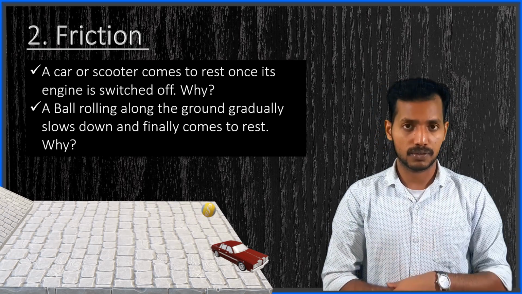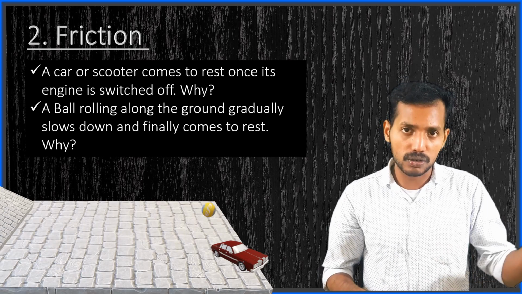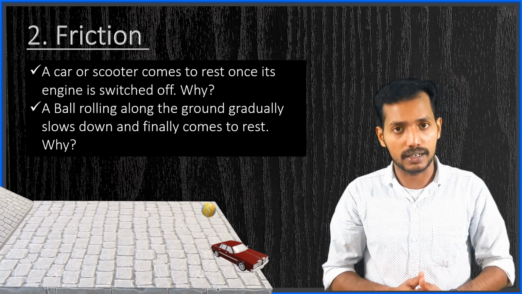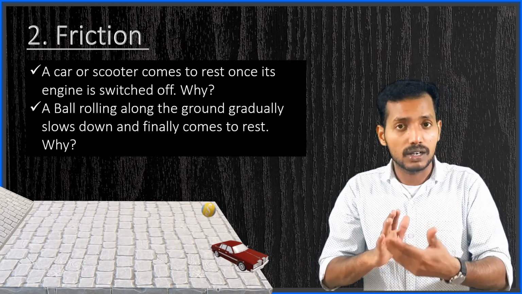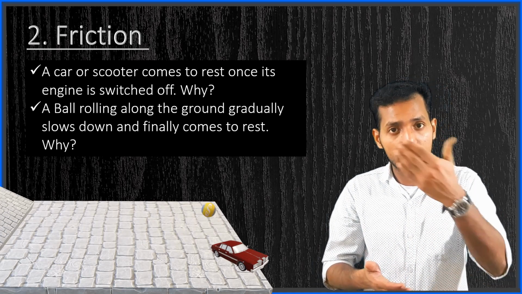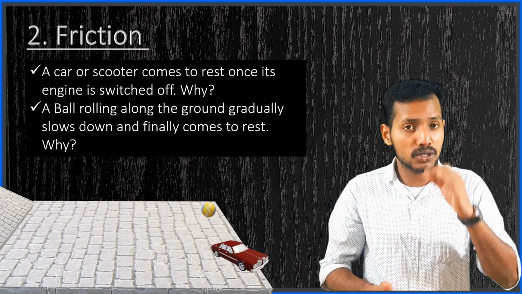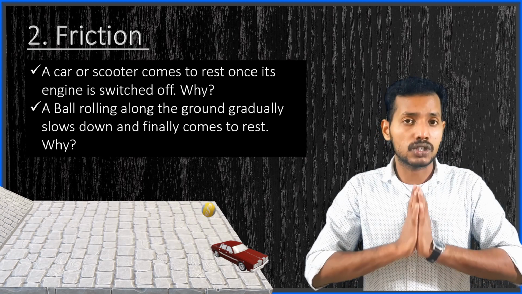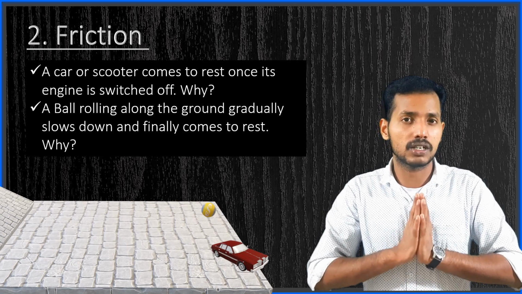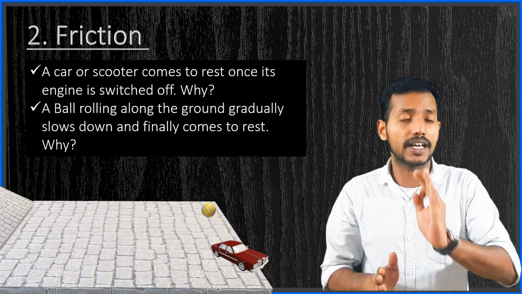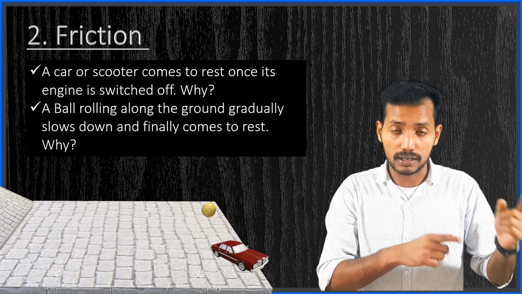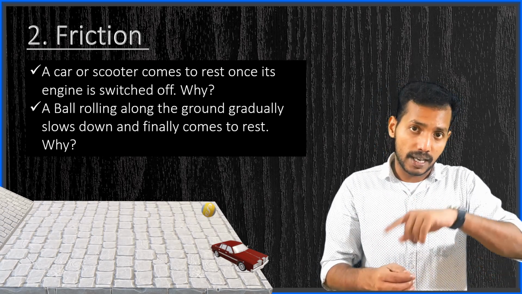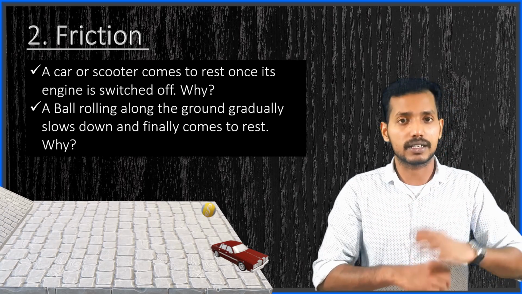Where does this force come from? In the case of a football or ball rolling on the ground, it gradually slows down and comes to rest. In that case also there is no external force applied, at least from our point of view it does not appear so, but still it comes to rest. That means there should be an external force, otherwise it would not come to rest. So there should be a force acting on the object in the direction opposite to the direction of motion of the object, because in both the car and the ball, they come to rest. That means the external force should be in the opposite direction.